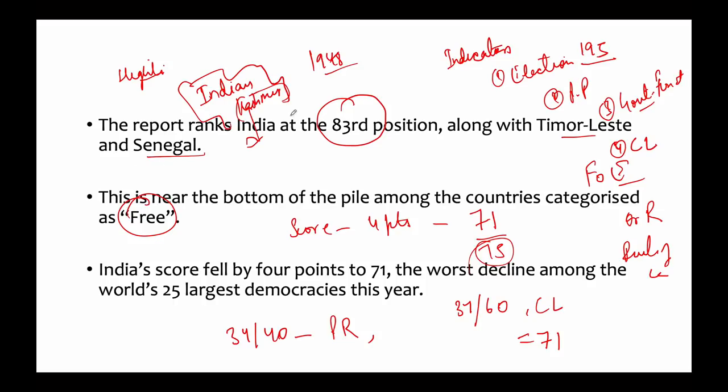So this report treats Indian Kashmir as a separate territory, which saw its total score drop from 49 to 28 this year, moving it from the status of partly free. Earlier they used to call Kashmir partly free, but now they have said it is not free. But anyway, we don't have to accept that.